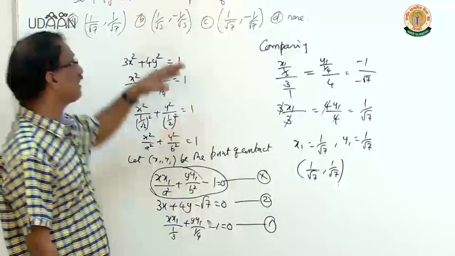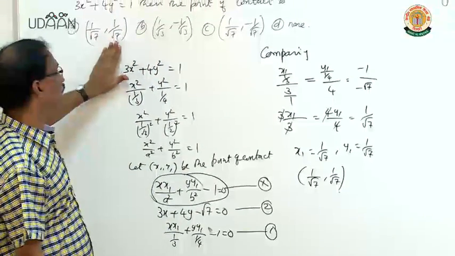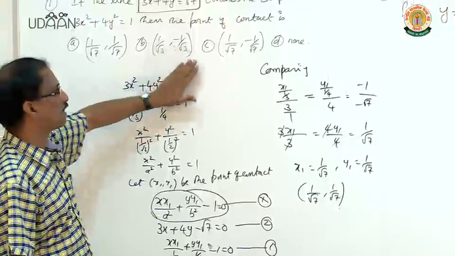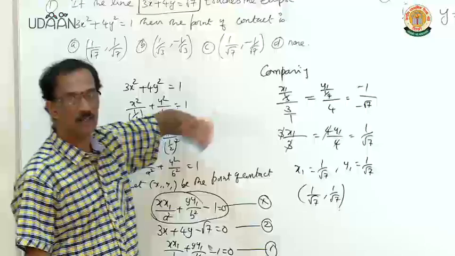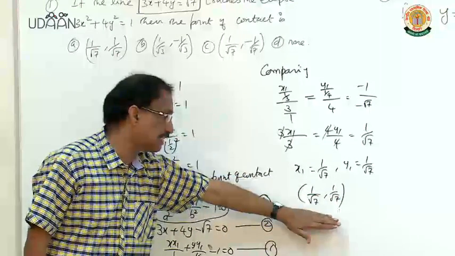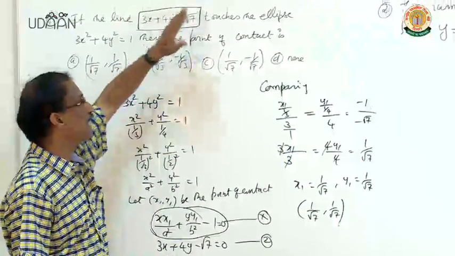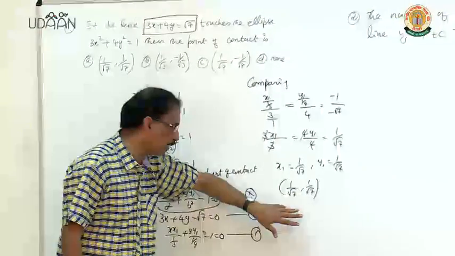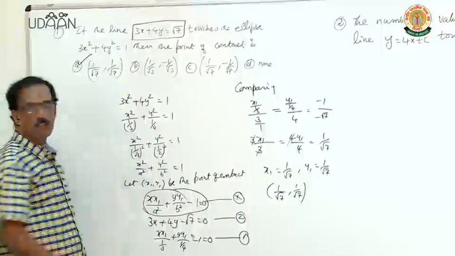Now, you can see the options: 1 by root 7, 1 by root 7; 1 by root 3, minus 1 by root 3; 1 by root 7, minus 1 by root 7; or none. The line is a tangent, so it touches at that point. What is that point? 1 by root 7, 1 by root 7. So A is the right option for you.